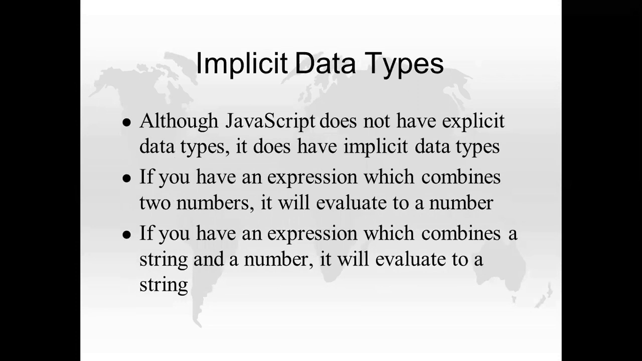Then the next one is implicit data types. JavaScript does not have any explicit data types, but it does have implicit data types. If you have an expression which combines two numbers, then it will evaluate to a number. That means whenever you are adding numbers, at runtime it will consider the data type to be integer.